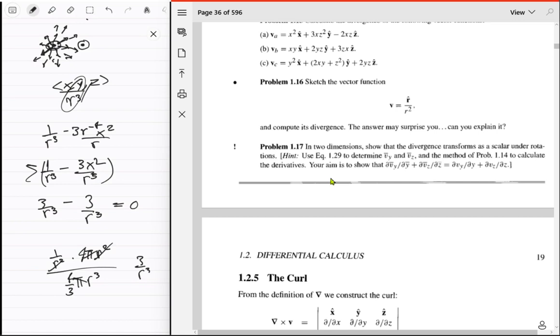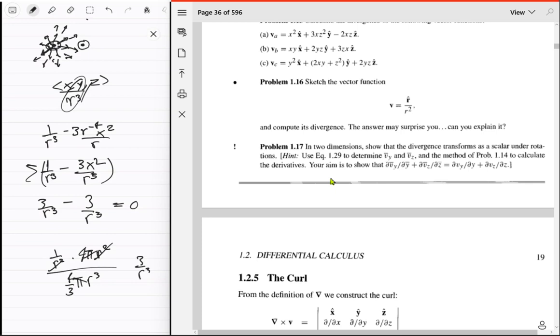So anyway, next, in two dimensions, show that the divergence transforms as a scalar under rotation. All right, once again, the same stuff. Once again, we are changing our coordinates, like we're changing our axes, basically rotating our reference frame, without changing the actual graph. We're just rotating our reference frame so that our numbers for our coordinates would be different. It still is the same thing though, still referring to the same stuff.